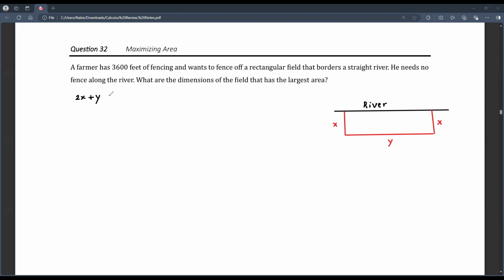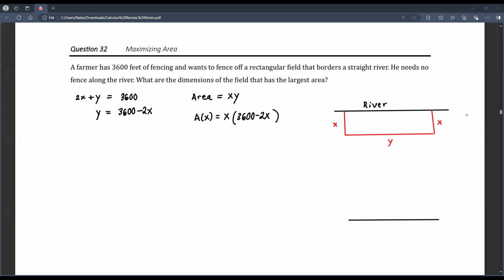From our diagram, we can see that 2x plus y should equal 3,600, and that the area equals x times y. We should make a substitution to find an area function that is completely in terms of one variable. Once we have an area function in terms of one variable, we can locate the function's maximum. Just like the last problem, we have a quadratic function on our hands, and we can locate the maximum by first finding the zeros of the function, then identifying the middle of those two zeros. The x value that locates the function's maximum is 900.